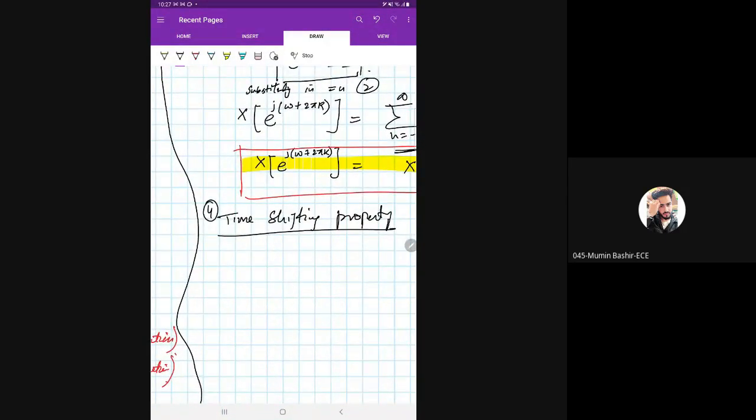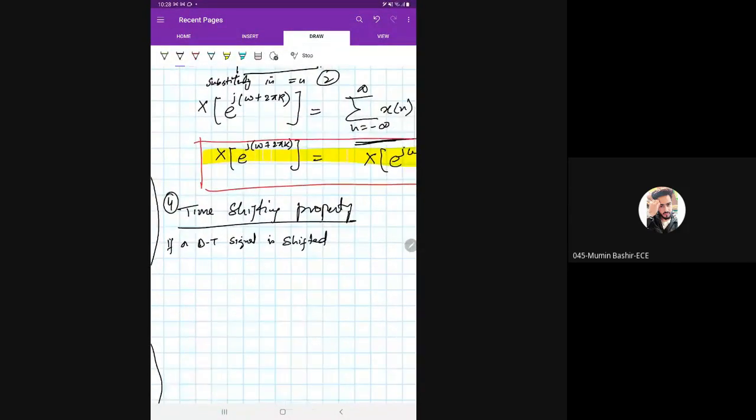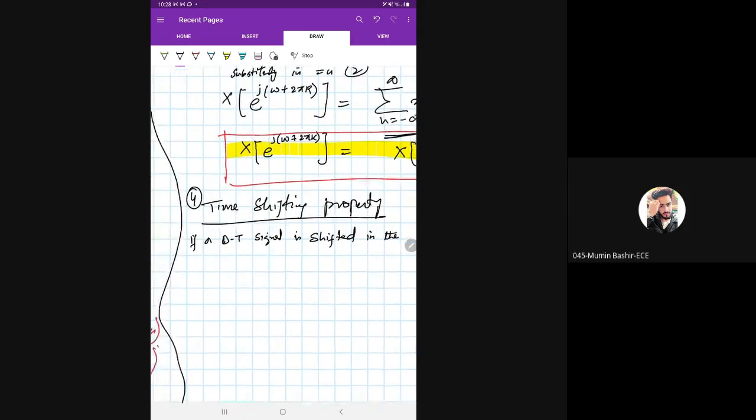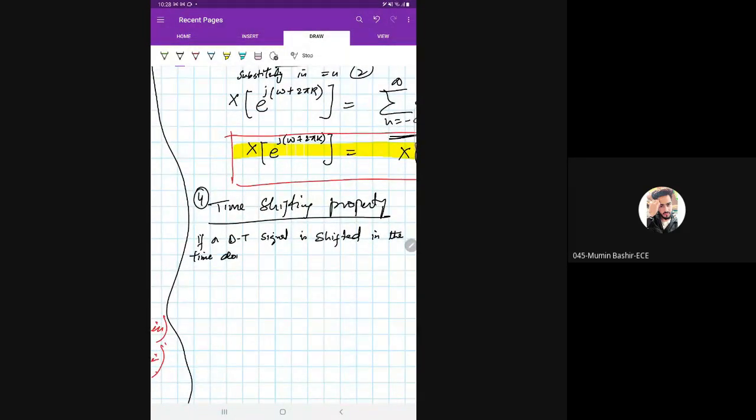Now see, this property states that if a discrete time signal is shifted in the time domain by a certain number, say for example n naught, or if a discrete time signal is shifted in time domain by n naught samples, okay, then its magnitude spectrum remains unchanged.